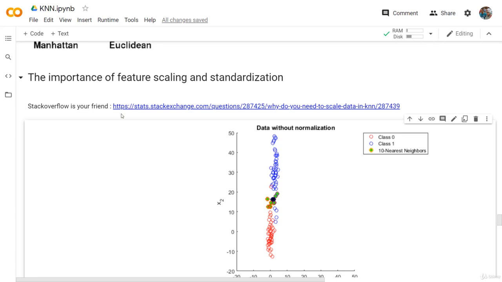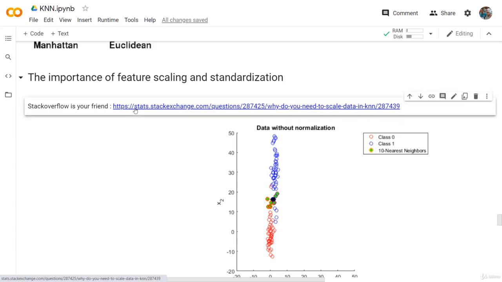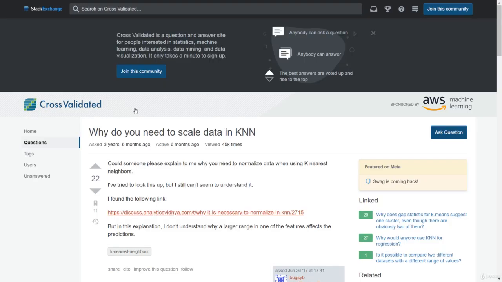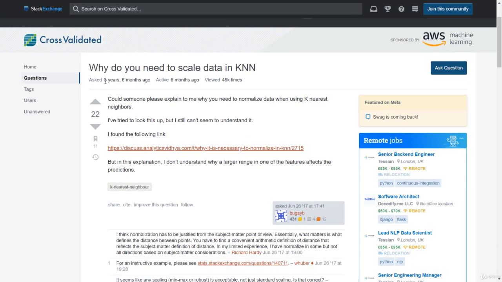Welcome back. In this lesson, as we said, we are going to understand the importance of feature scaling and standardization, and we are going to use Stack Overflow to help us better understand why we need to scale data in KNN. Okay, so if we go here, you will see that this question was asked 3 years and 6 months ago, right?